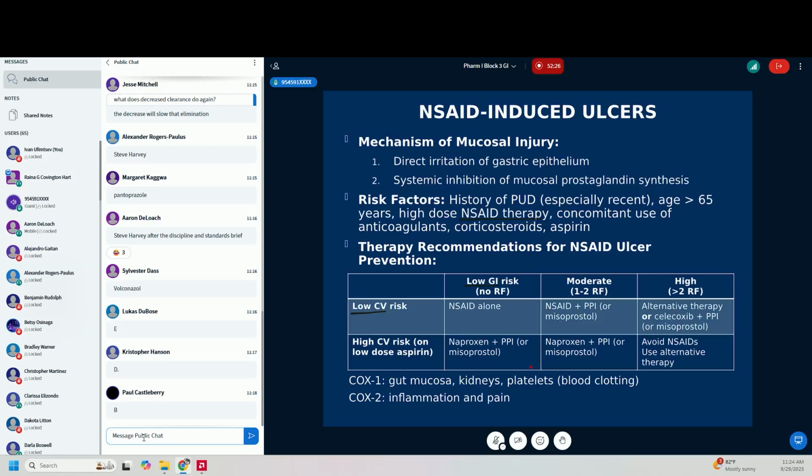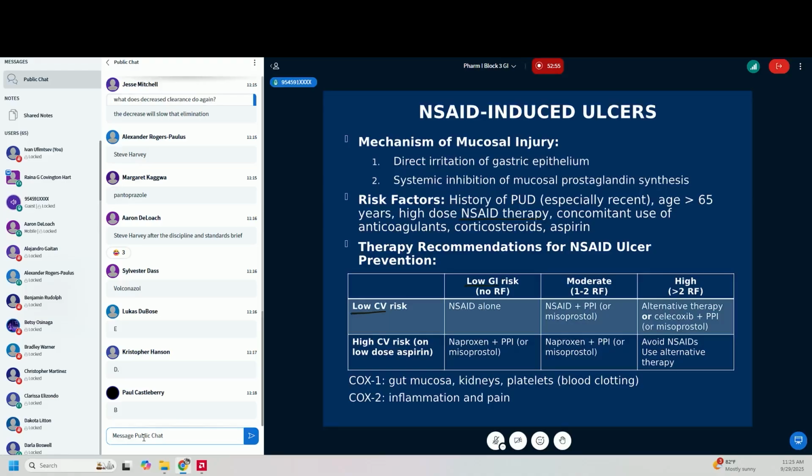So if I'm looking at this, I'm saying, hey, there's nothing that makes me think that this person is predisposed to having any of those risk factors. Where it says no RF, it says no risk factors. I will tell you how many risk factors your patient will have, okay, if you have a question on something like this. So if I'm low GI risk, low CV risk, just give me my NSAID. I'm good to go. I'm not worried about it.